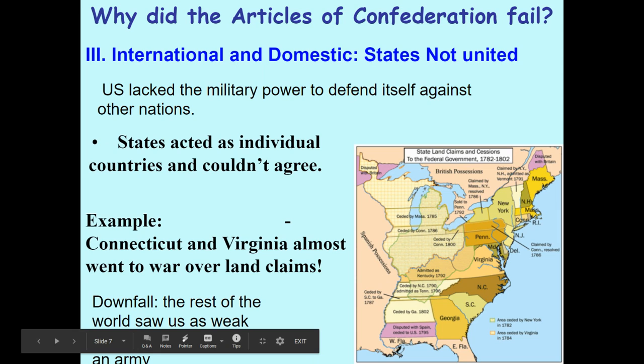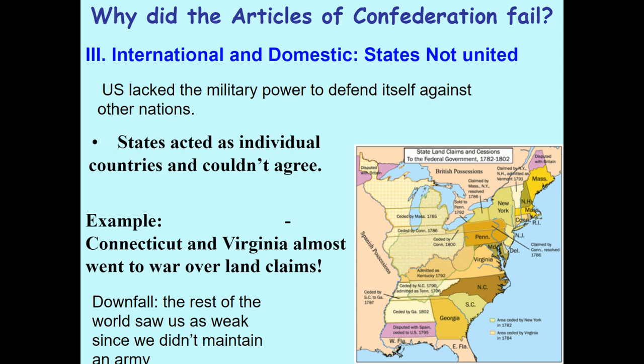Well, lo and behold, guys, when you have a situation where we are not united as a military front or a government front, it actually sets us up for failure on a global scale. Because the fact is, other countries actually saw us as weak. And to be fair, an easy target.